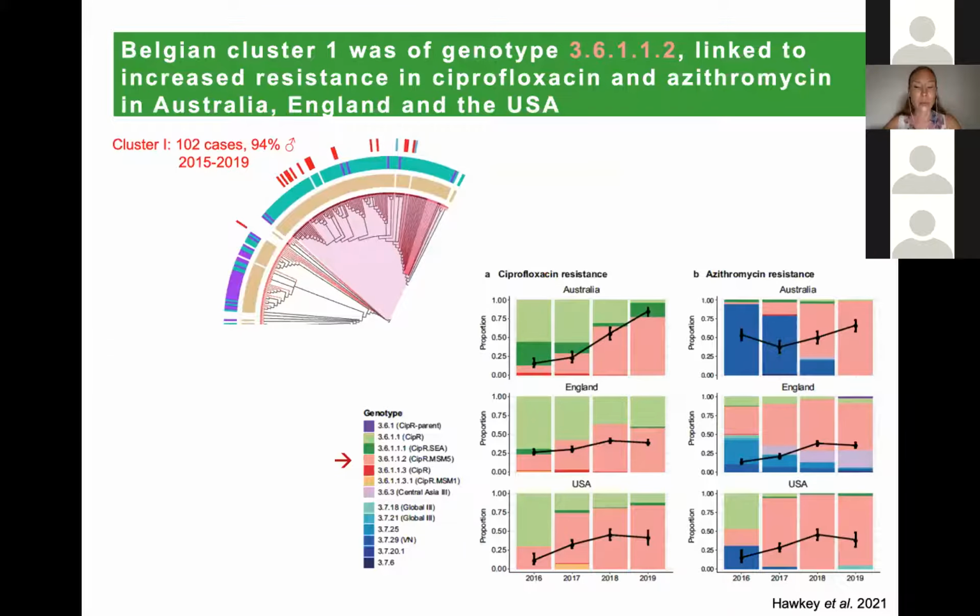I don't have time to go into all the different clusters, but I just want to pick out the biggest cluster that we found of 102 cases. This was of the genotype 36112. This genotype has also been described by Hockley et al. in their recent paper as being responsible for an increase of ciprofloxacin and azithromycin resistance in Australia, in England, and in the USA. So we can see that we observed the same pattern in Belgium of this strain, which was circulating between 2015 and 2019.